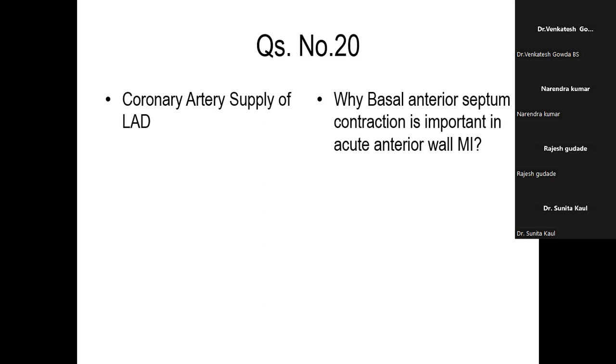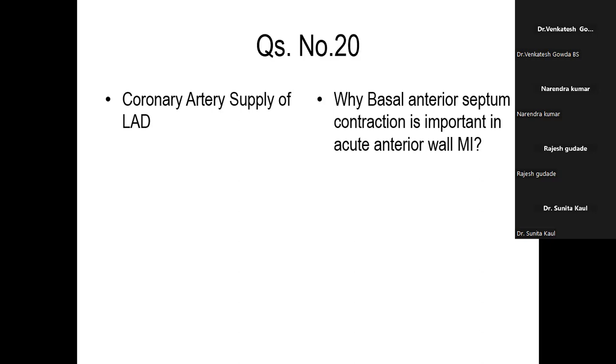Many times our previous students have done this. We told them this question. They were working in peripheries. They saw an anterior wall MI. They looked at an echo. Basal anterior septum was not contracting. They did not try anything. They gave them heparin and they shifted the patient immediately to a nearby intervention center.